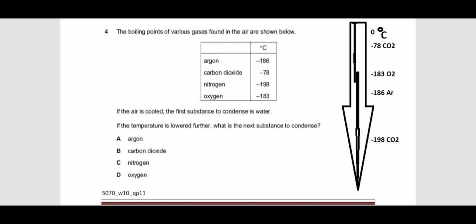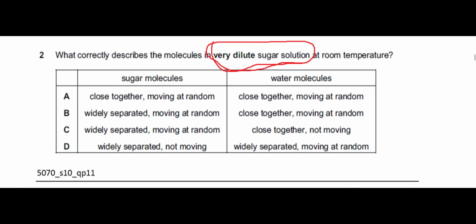If you see, from 0 going downward when we cool the gases, carbon dioxide is the first gas which is going to be condensed. The reason is at -78 it boils off. So of course when we are cooling it down, at the same temperature it will condense back. So the answer is going to be Bravo.